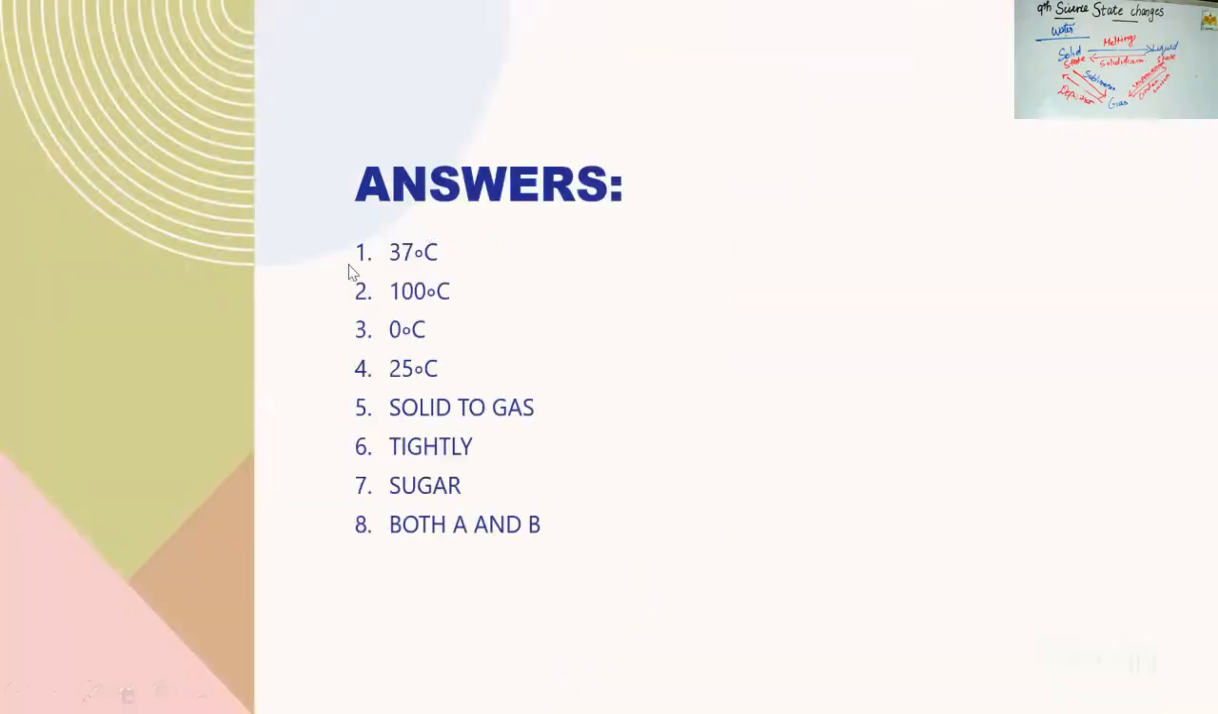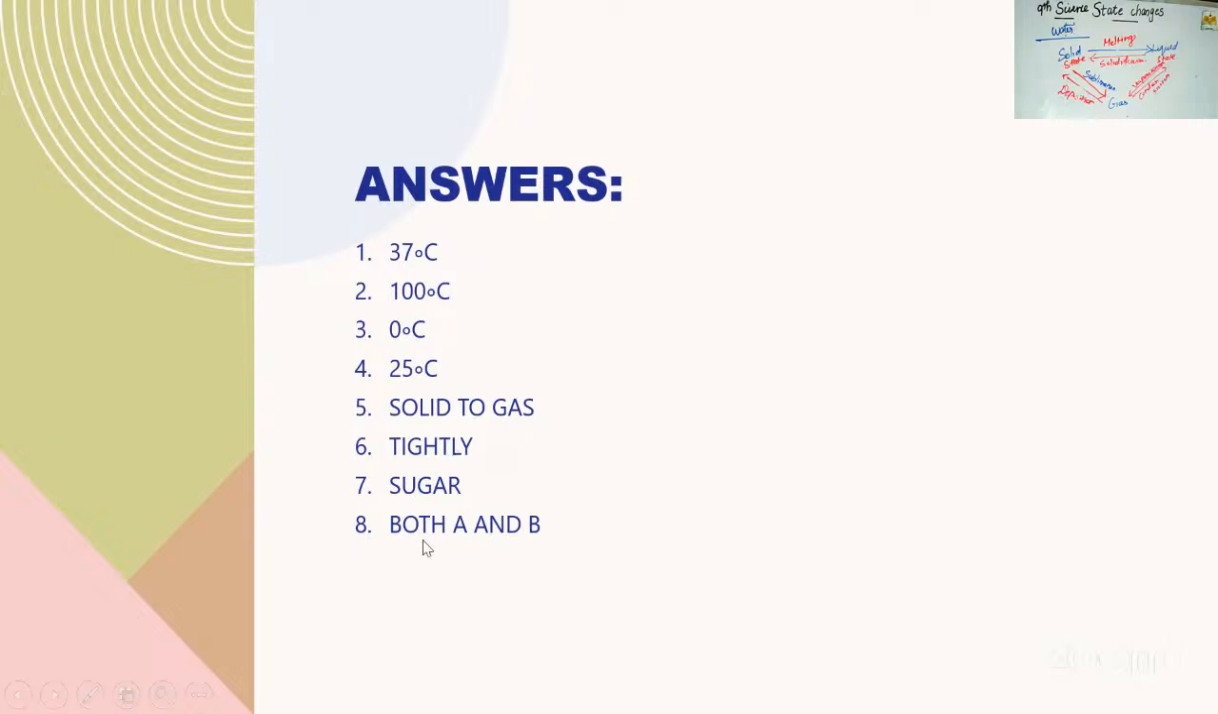First question answer is 37 degrees Celsius, the human body temperature. Next one, the boiling point of water is 100 degrees Celsius. That is the right answer. Third question, the freezing point of water is 0 degrees Celsius. Fourth one, the normal temperature of water is 25 degrees Celsius. Fifth question, the process of state change: camphor burning is solid to gas. The particles of solid are tightly packed.